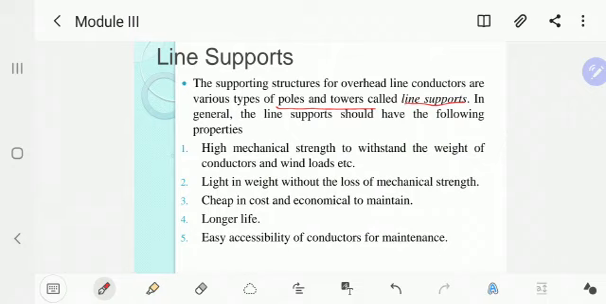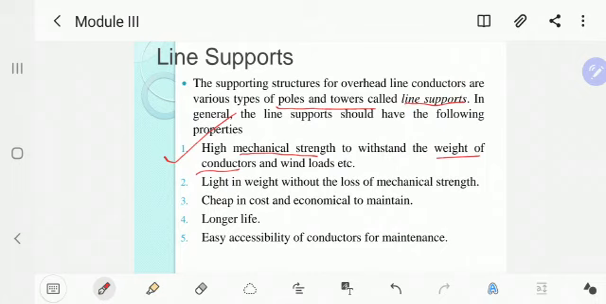The first one is high mechanical strength to withstand the weight of the conductors and wind loads. It should be able to mechanically withstand the weight of the conductors as well as the wind stresses also. So that is the first main important property of a line support.